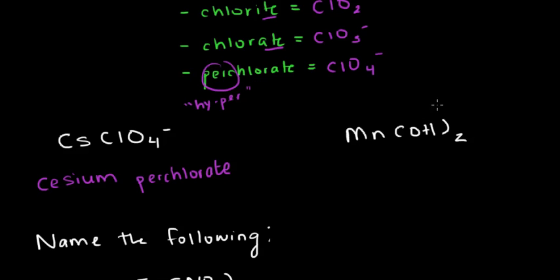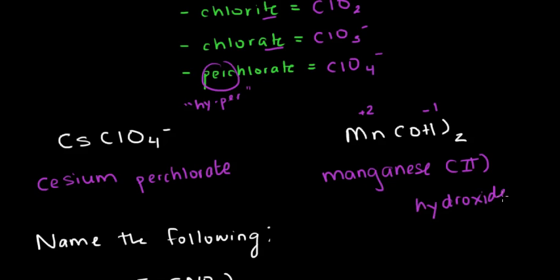What about this one? So we know this is hydroxide. Hydroxide has a charge of -1. We know manganese is a transition metal, so we need to note its charge, which means manganese is going to have a charge of +2. So this is manganese 2 hydroxide. Manganese 2 hydroxide. And that's really all there is to it.